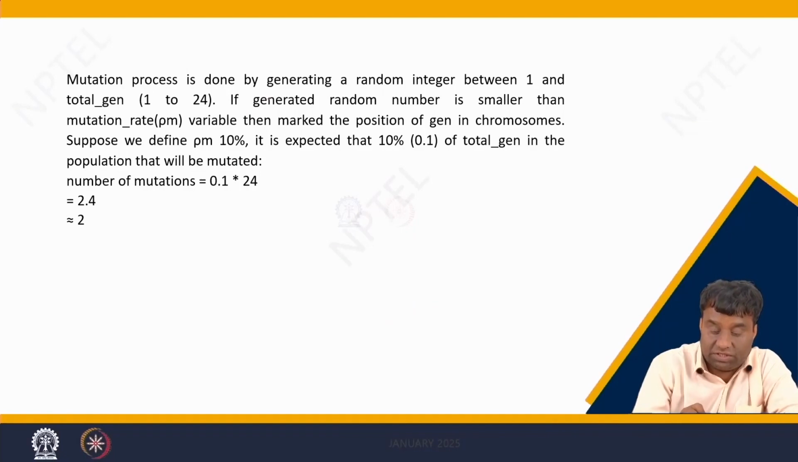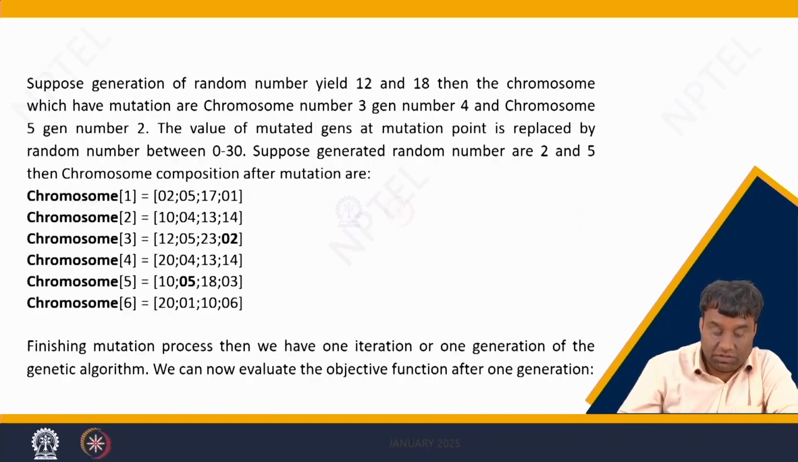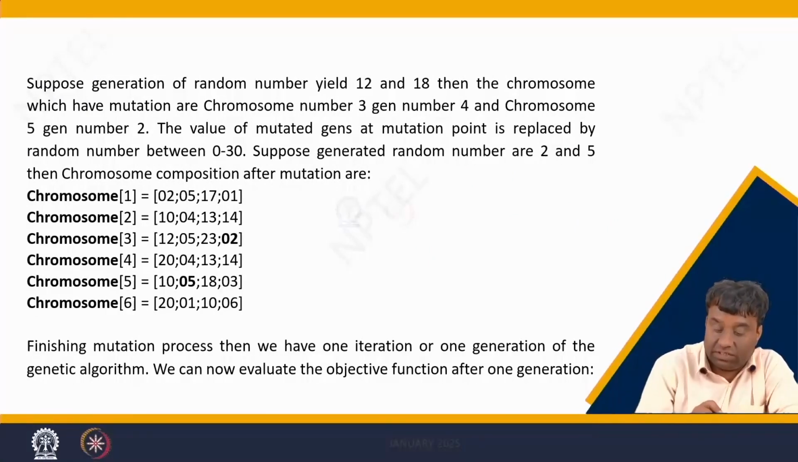Now the mutation process is done by generating a random integer from 1 to 24. If the generated random number is smaller than the mutation rate variable, then mark the position of the gene in the chromosome. Suppose we define the mutation probability as 10%, that is 0.1. So the total number to be changed is 0.1 into 24, that is 2.4, approximately 2. So we can change only 2 genes.